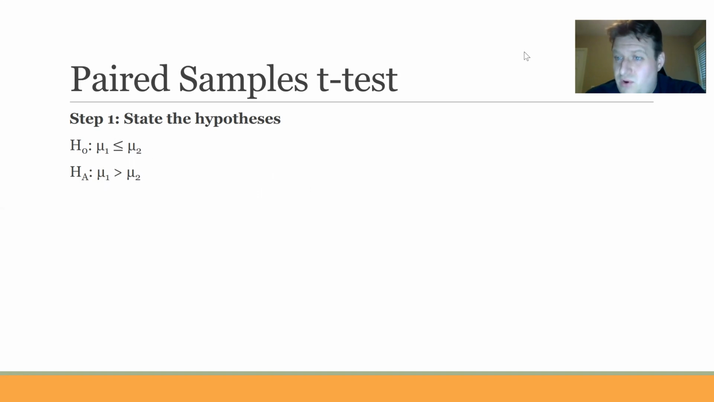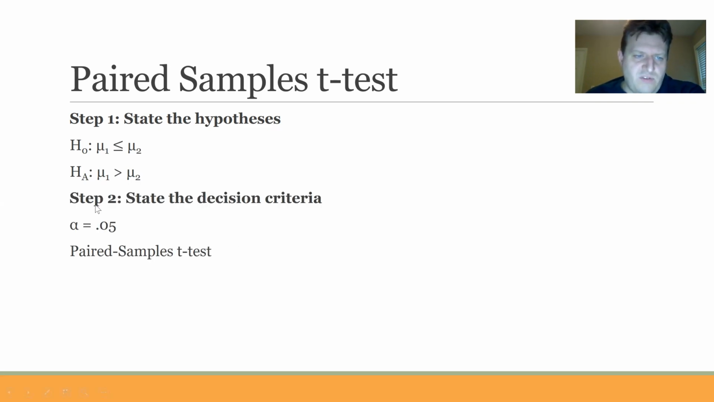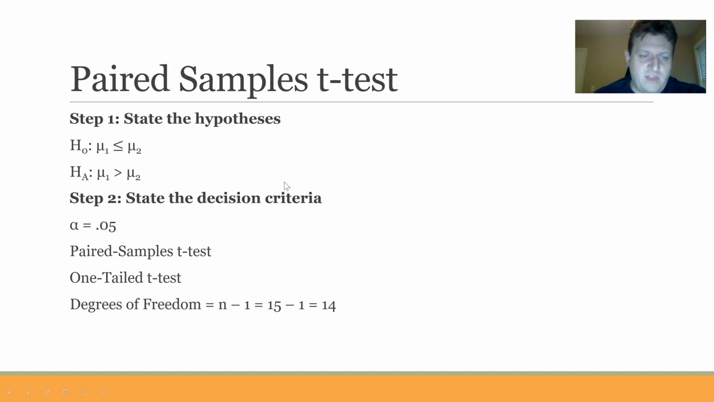And whether or not your t-value or your critical t-value is positive or negative depends on this as well. So right now, as I have written this, we're predicting that the quiet room is going to be greater than the crowded room, so I'm going to have a positive t-critical. All right. So let's state our decision criteria. Alpha is 0.05. Of course, we have a paired samples t-test. It's a one-tailed test.